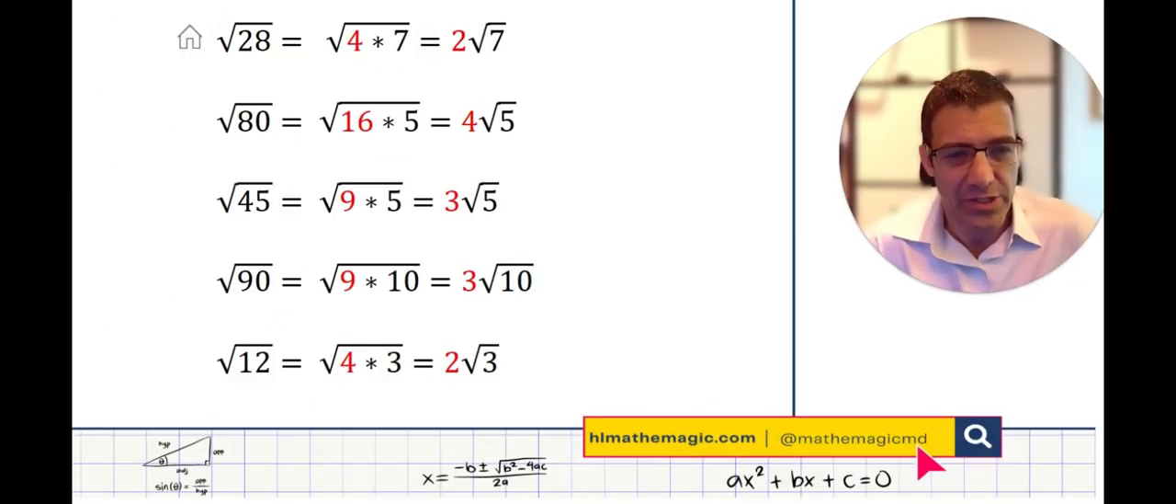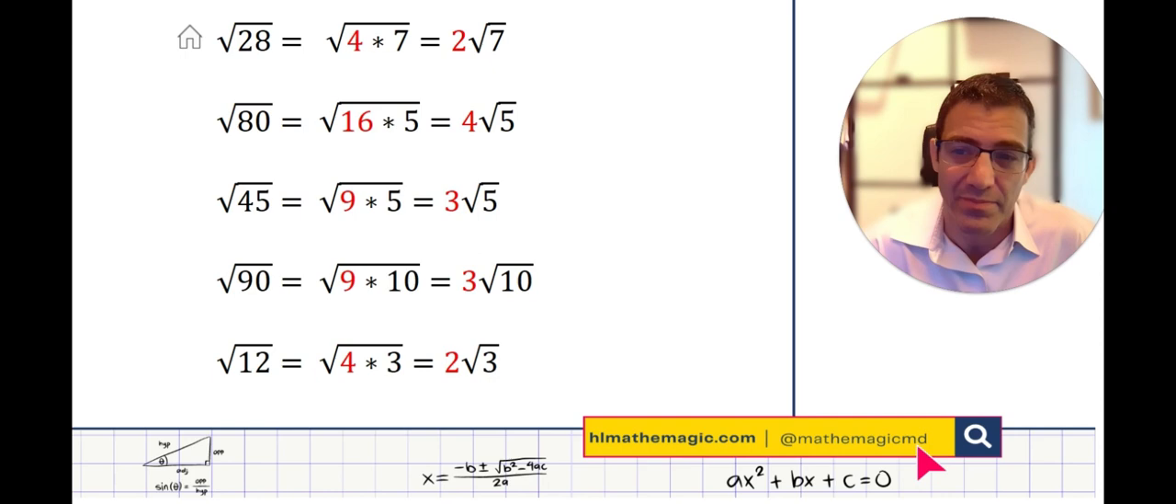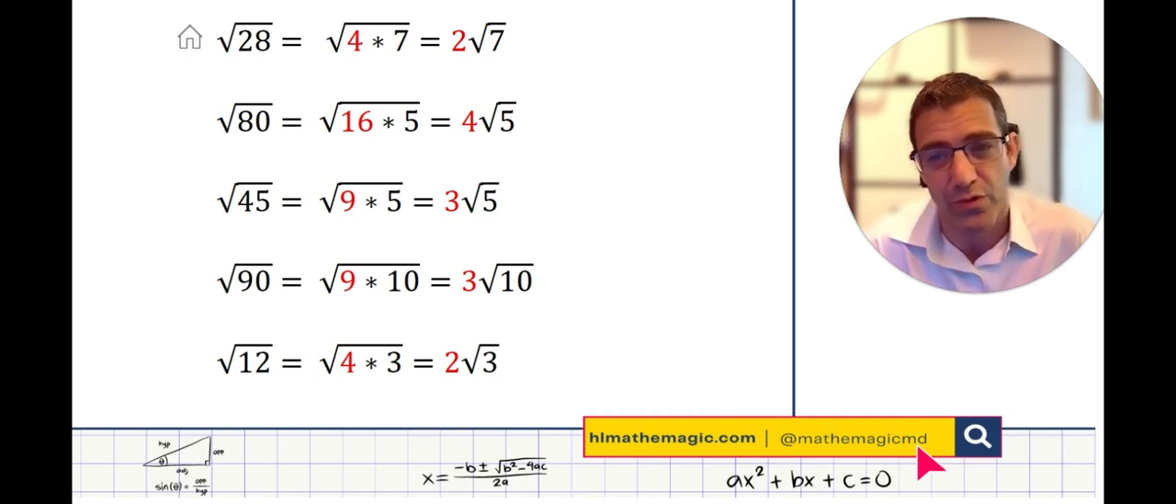And here are the corrections. In the first question, you have the square root of 28. There was a 4 times a 7. 7 is prime, so 7 times 4 is 28. The 4 can go out, and the square root of 4 is 2.